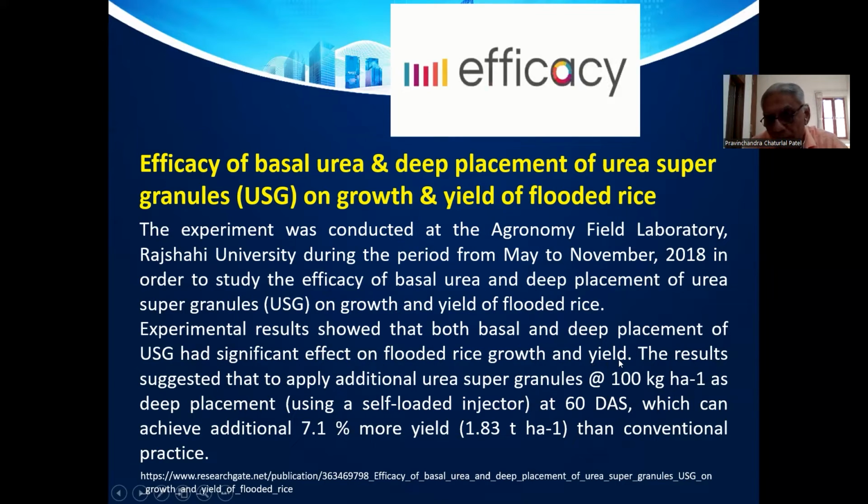and yield. The results suggested that to apply additional urea supergranules at the rate of 100 kg per hectare as deep placement using a self-loaded injector at 60 days after sowing, we can achieve additional 7.1% more yield, 1.83 ton per hectare, than conventional practices.